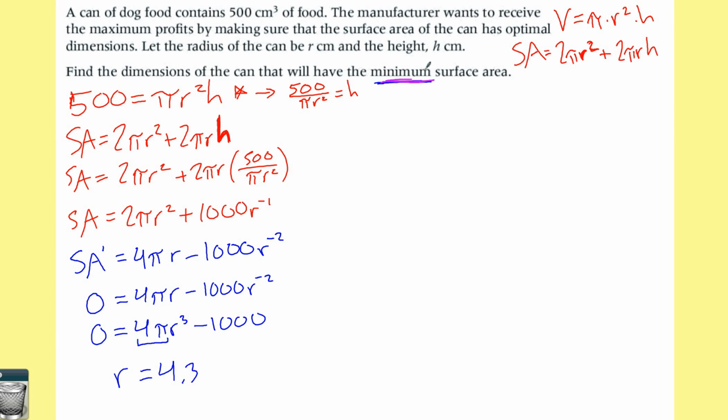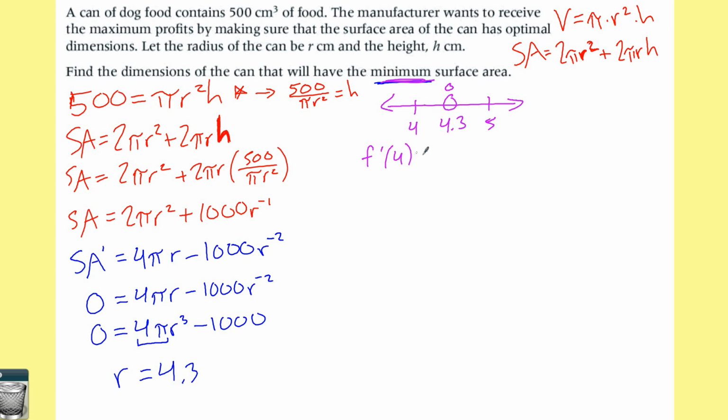So think about it. How do we check if it's a minimum? Think about your number line. You've already checked 4.3. That's got a slope of 0. So check your numbers around it. Check at 4. Check at 5. What's the derivative? What's the slope? Is it positive or negative?